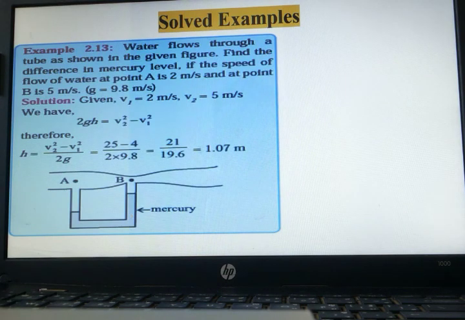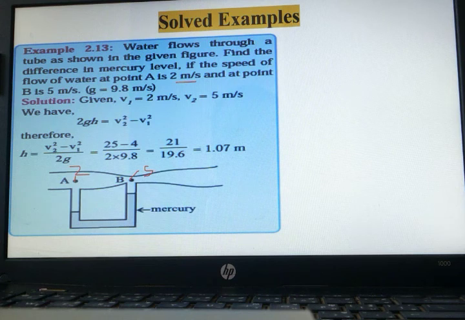Next one. Water is flowing through a tube in the given figure. We have to find the difference in the mercury level, if the speed of the flow of water at point A is 2 meter per second, and at point B the speed is 5 meter per second.